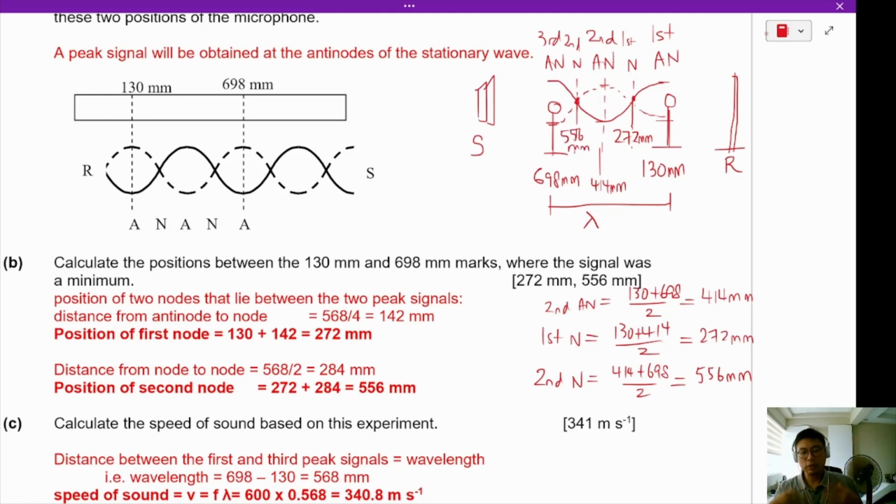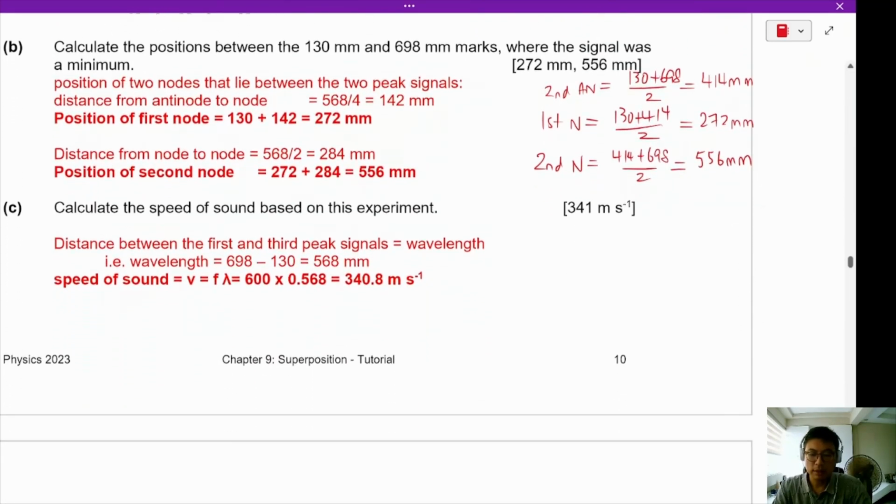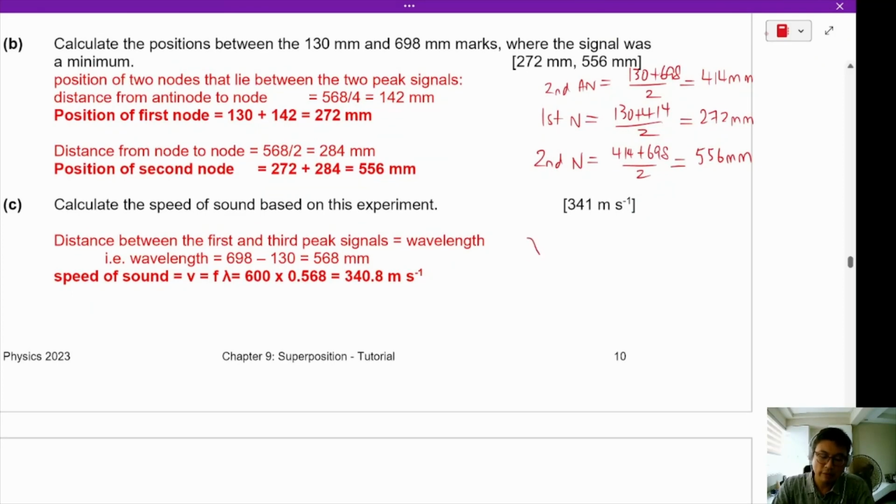So you can see that once you draw the standing wave, the question becomes really easy to solve. You can solve it using primary school math. So let's calculate the speed of sound based on this experiment. We can see that the wavelength will be 698 minus 130. This will be 568 mm.